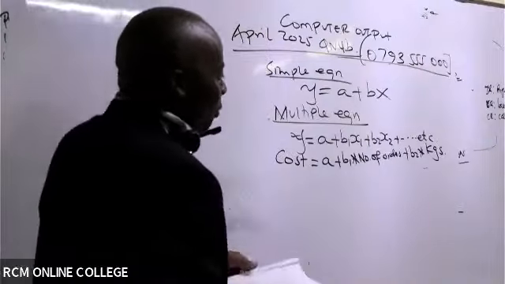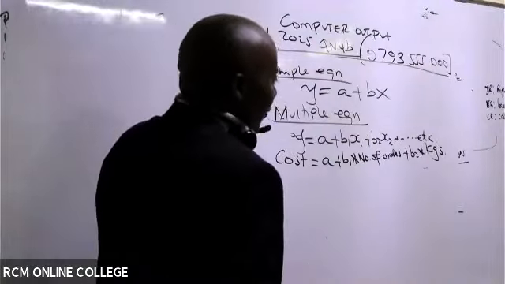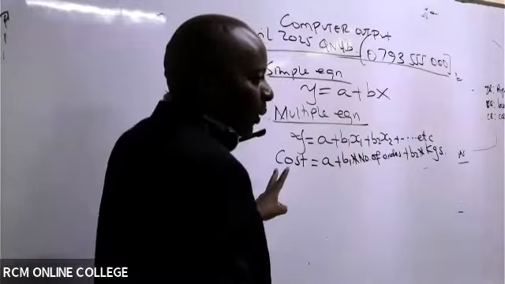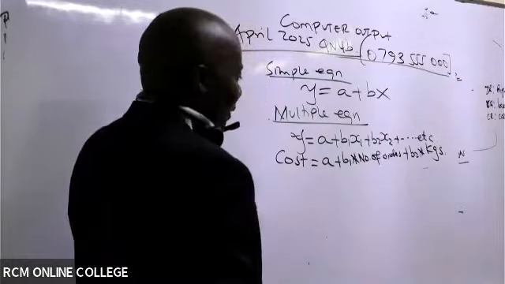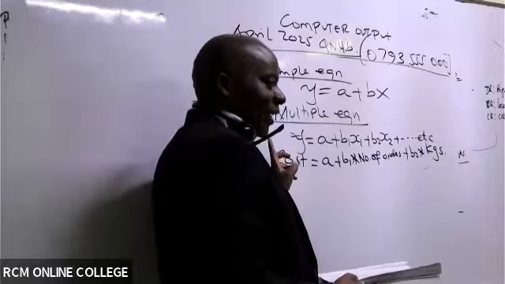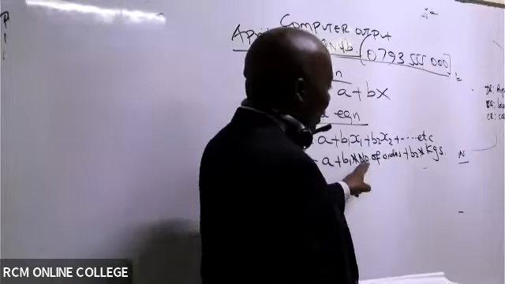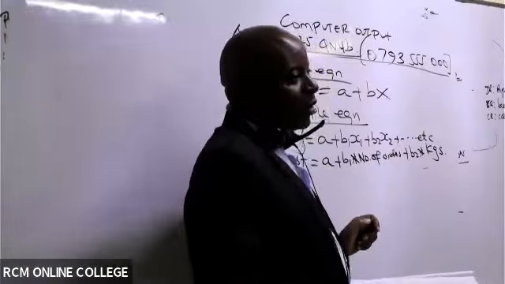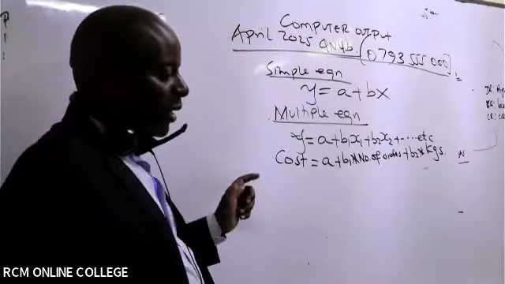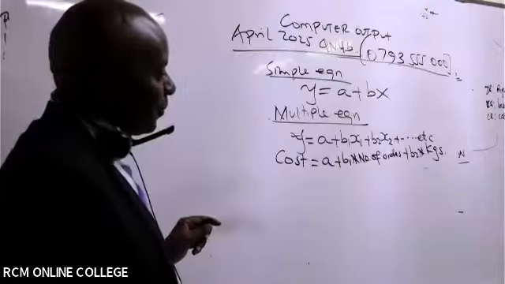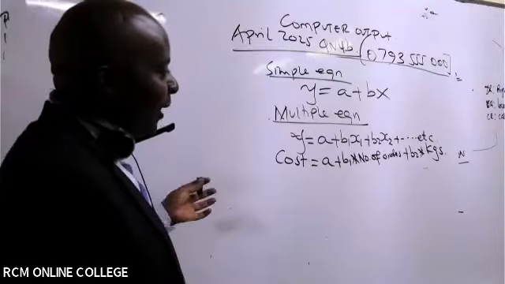So now I'm able to see evidently that I've got two predictor variables. Remember, cost is the dependent variable. So I've got two independent variables. We also call them predictor variables. So I just want you to understand the whole scenario.